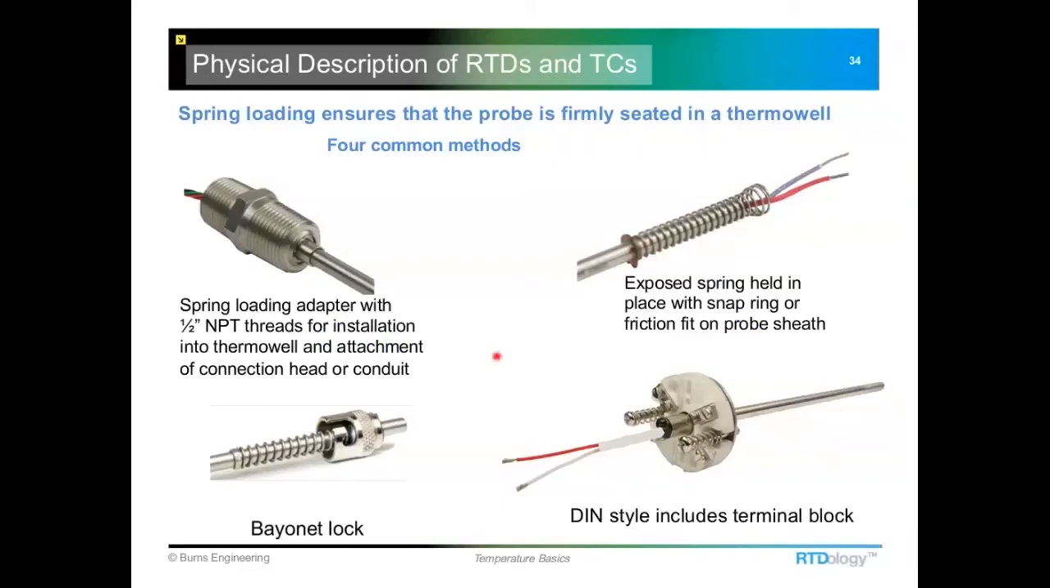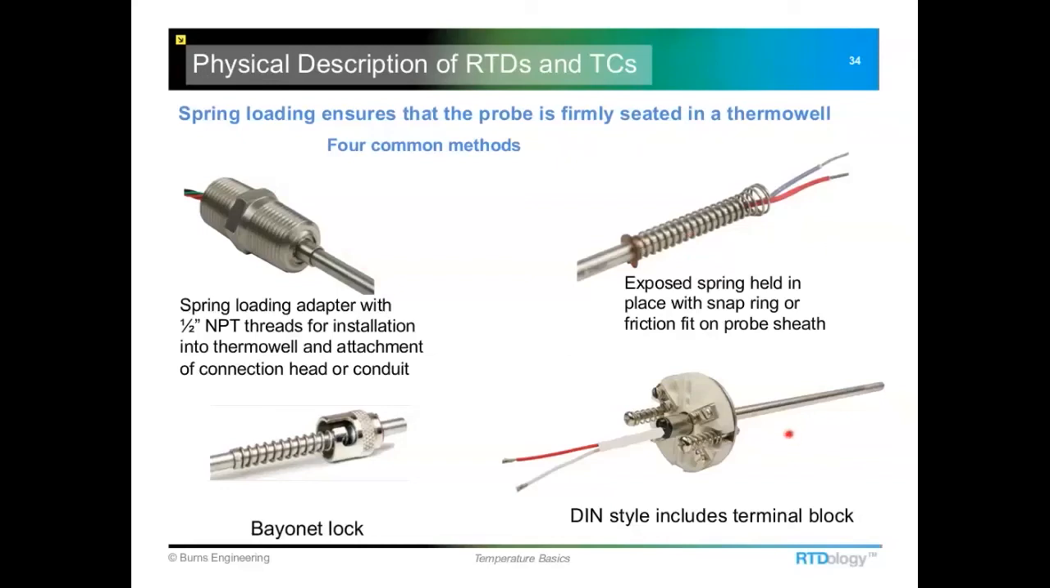Probes that are used in thermal wells will have some kind of spring loading associated with them. The first here, the spring is enclosed in this hex threaded fitting, and the probe will retract into this fitting probably about 3/4 or maybe a full inch. Some of the probes will have just a spring on the outside with a little snap ring stop on it.